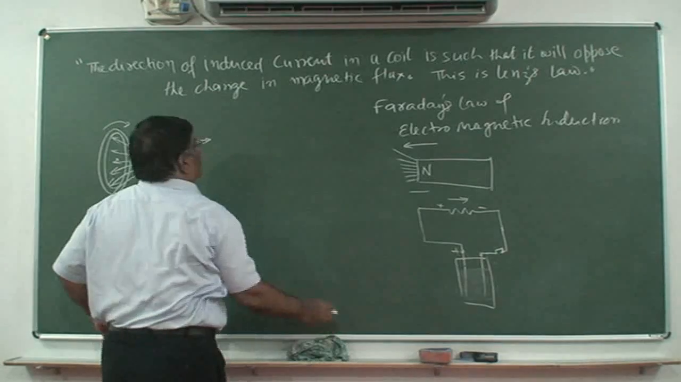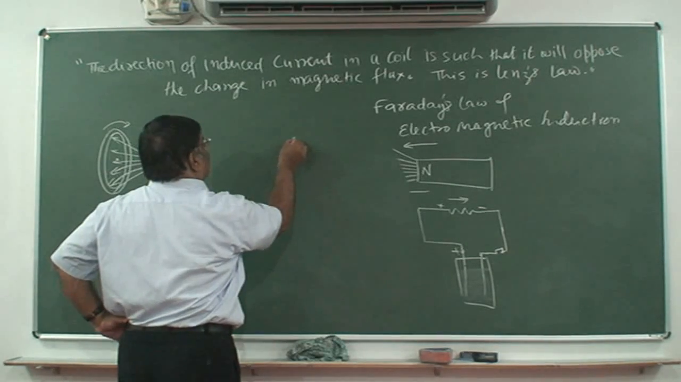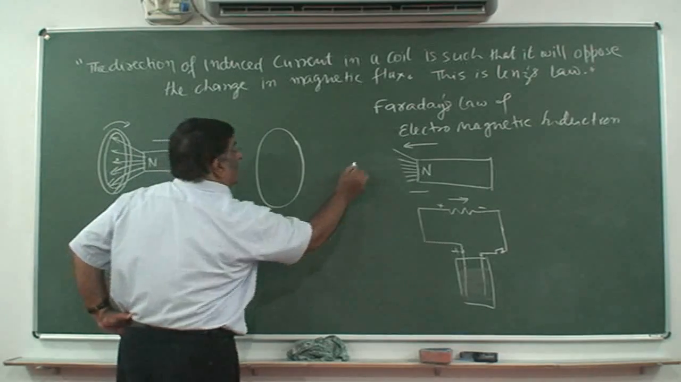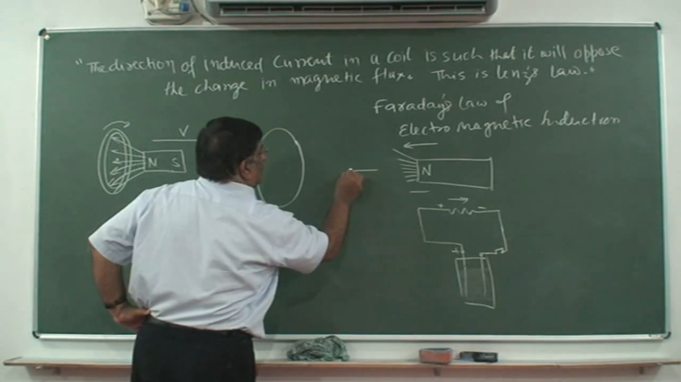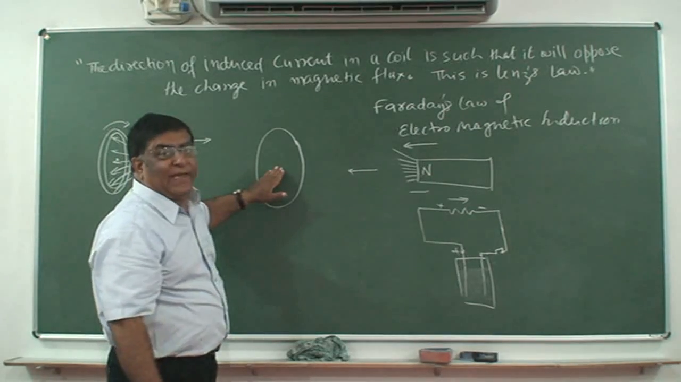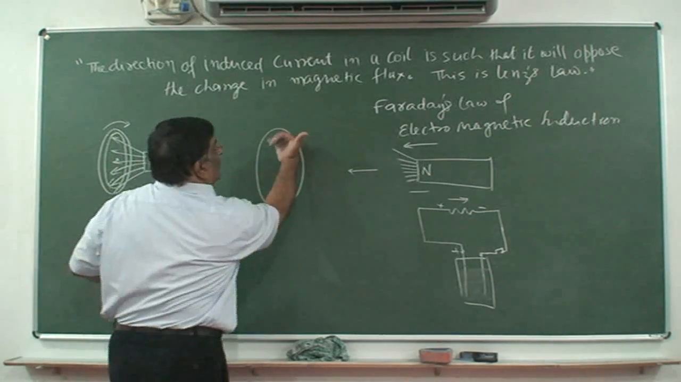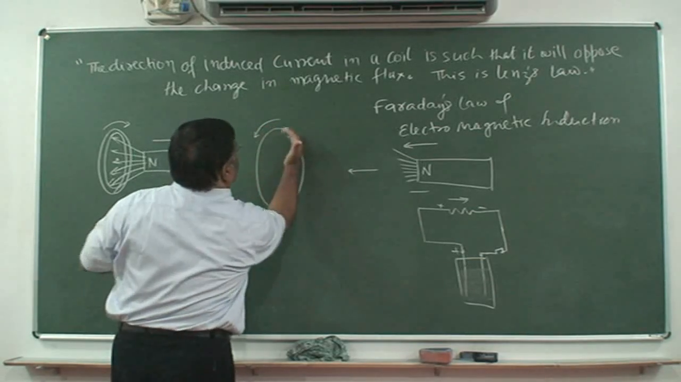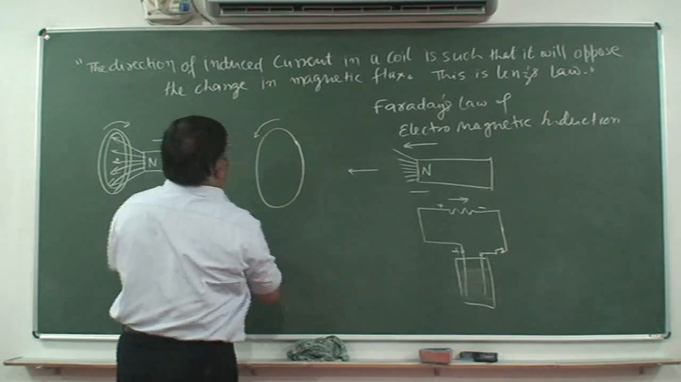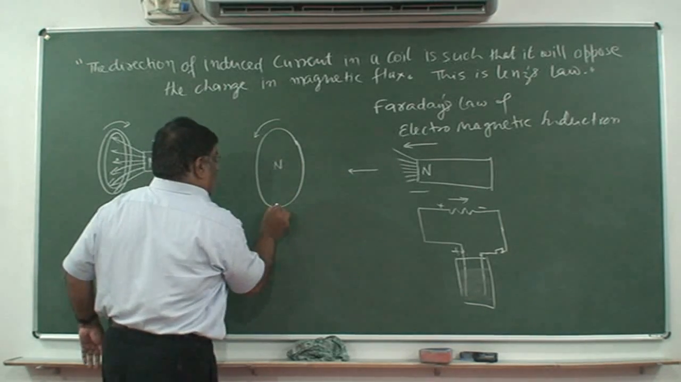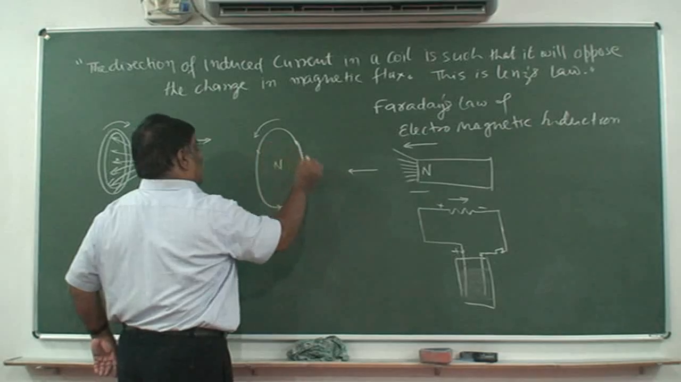Here is a coil and we are bringing this north pole in this direction. Now we use our knowledge that this is going to make north pole, and therefore current will be in this direction. This is the direction of current, so the north pole is there and this will make a north pole. Okay? This is direction of current.